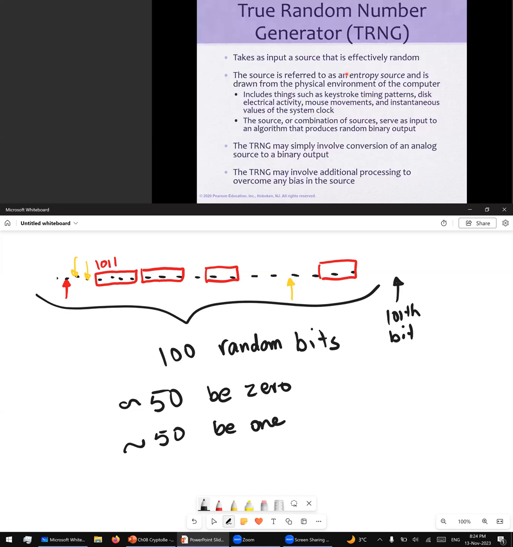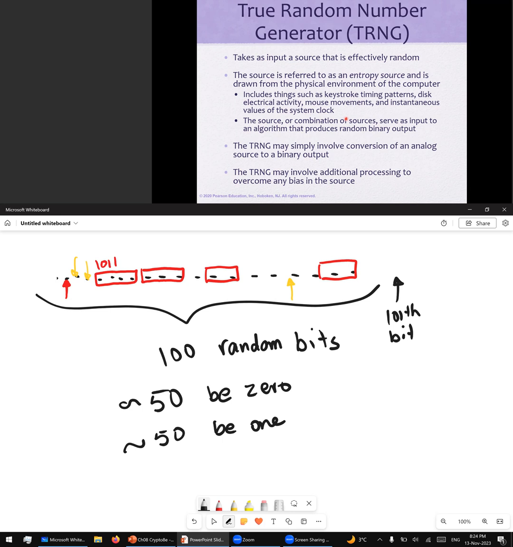If we move to the next slide, this is the true random number generator. Some of the examples that we have for true random sources are keystroke timing patterns, mouse movements, or where you click the mouse on your screen, and instantaneous values of the system clock. These are all true sources of randomness. Then you can just apply a binary conversion to it, and that'll be your random stream of bits.